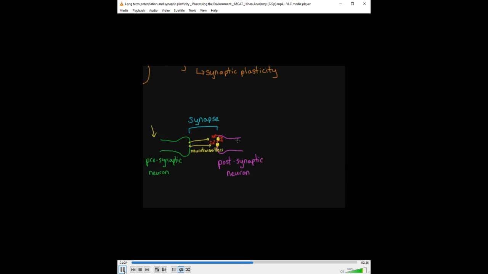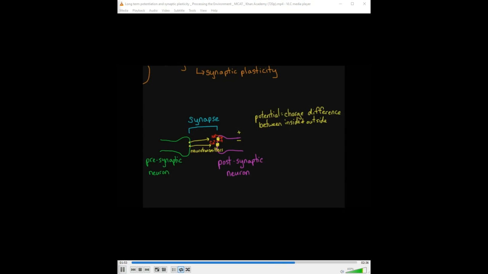Now, all neurons have a surrounding membrane, and the interior has a different electrical charge than the exterior of the membrane. And this difference in charges is called the neuron's potential. The number of ions that flow into the postsynaptic neuron affect that difference. And this is actually how we measure the strength of the synapse, by how much the postsynaptic neuron's potential changes as a result of presynaptic stimulation.